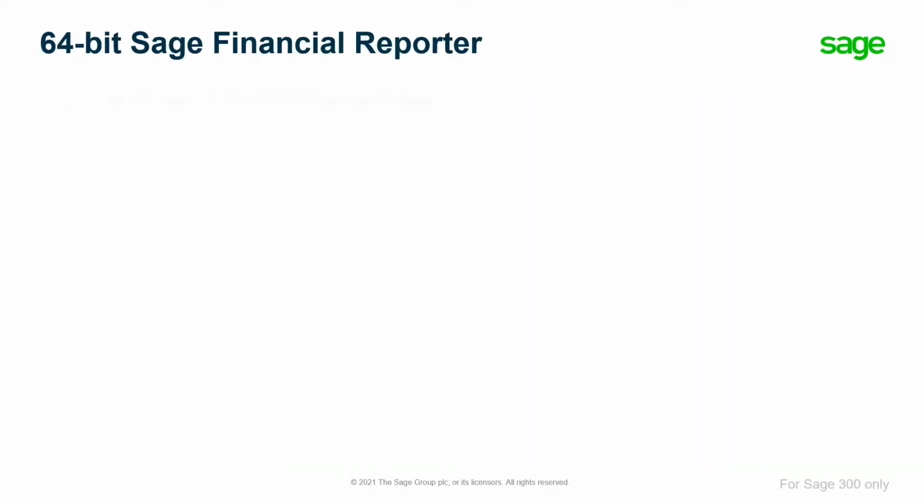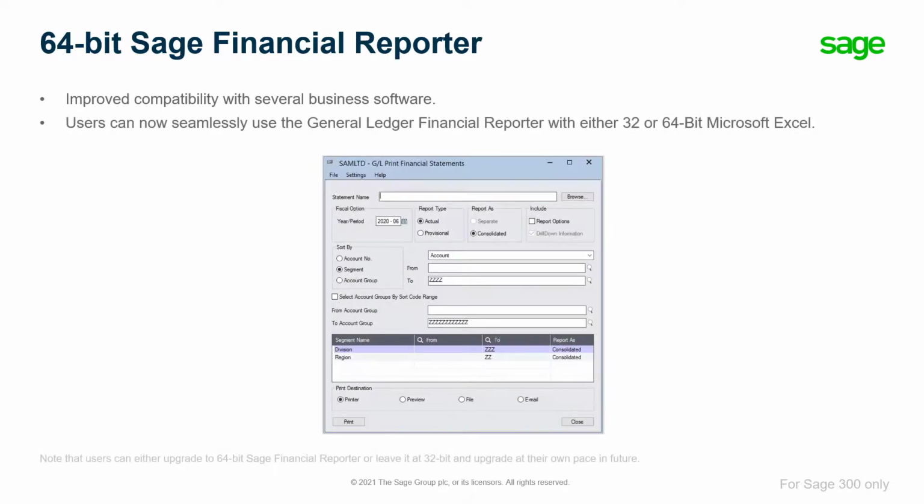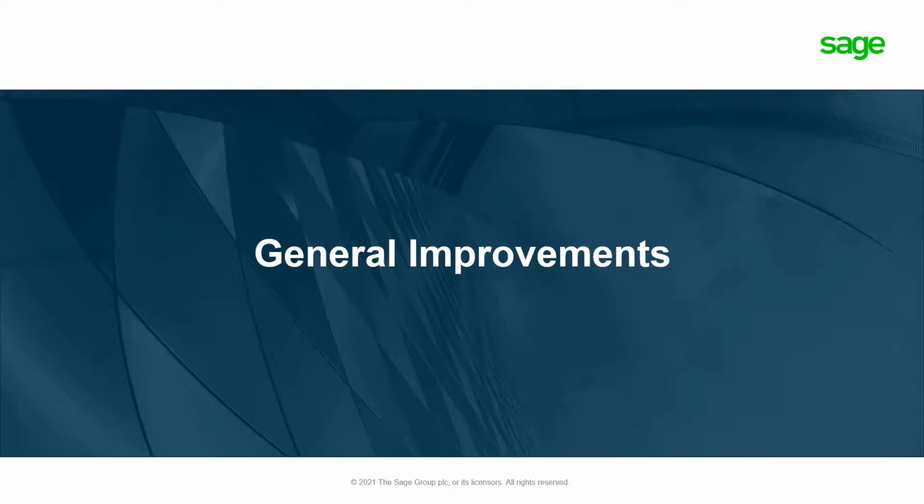Users now have the 64-bit Sage Financial Reporter that provides improved compatibility with several business software. This means users can now seamlessly use the General Ledger Financial Reporter with either 32 or 64-bit Microsoft Excel. Time to look at general improvements, which are available for both web and desktop users.